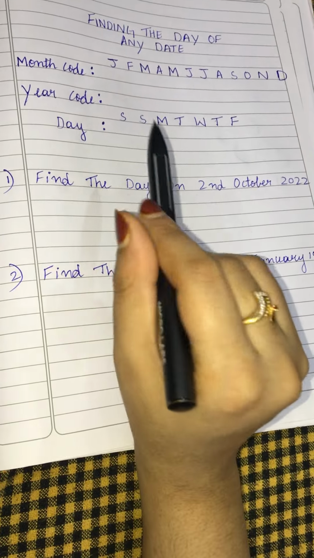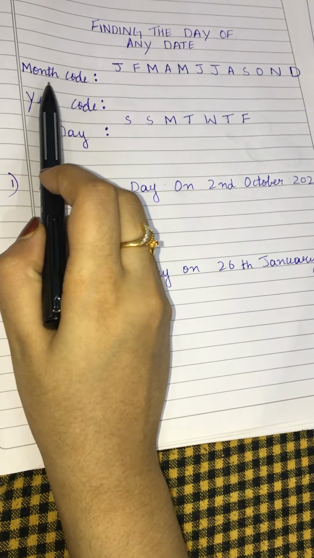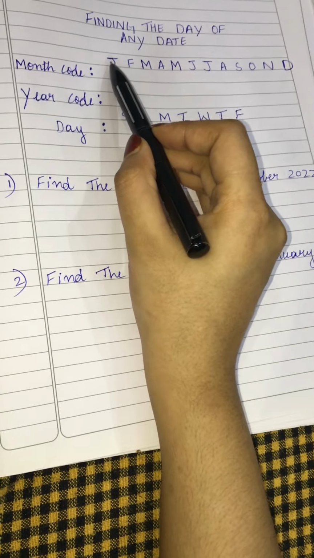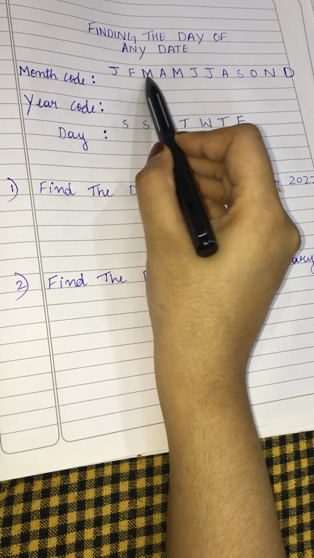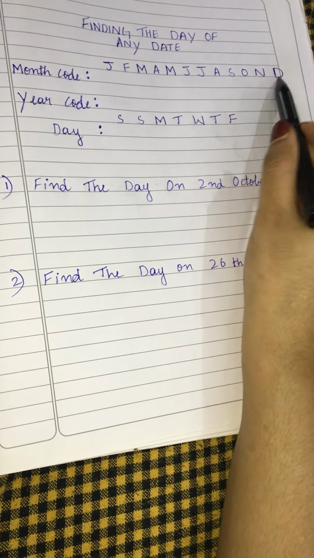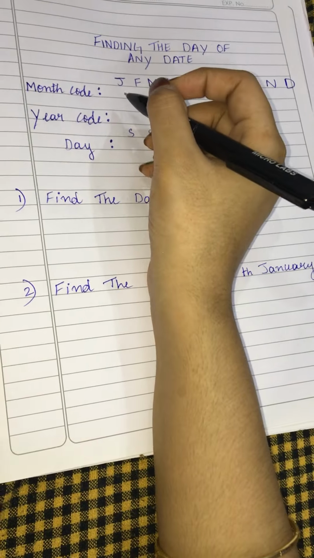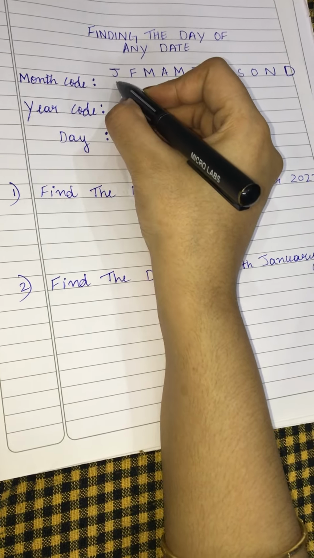How will we do this table? See, month code, year code and day. What is the month code? You know the months, right? January, February, March, April, May, June, July, August, September, October, November, December. Now we have to write the codes of these. We have to learn the codes by heart. What is the code for January?